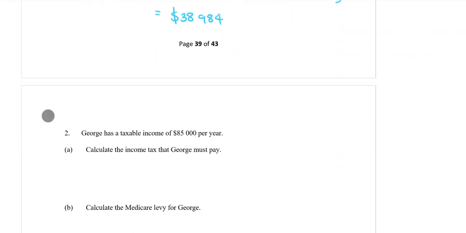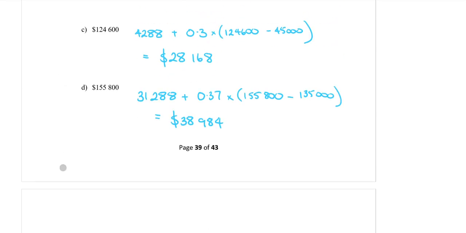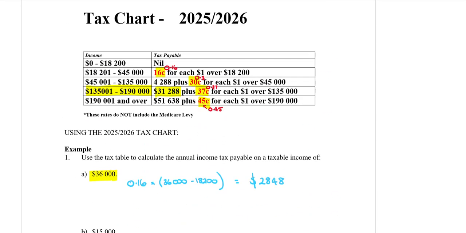Okay, so that's the main type of question that you need to be able to do. Question 2 adds a couple of extra things that we want to find, including the Medicare levy. So George has a taxable income of $85,000. First of all, we want to find his income tax, which means we're using that tax table. So let's have a look at the 85,000. 85,000 fits into this third bracket here.